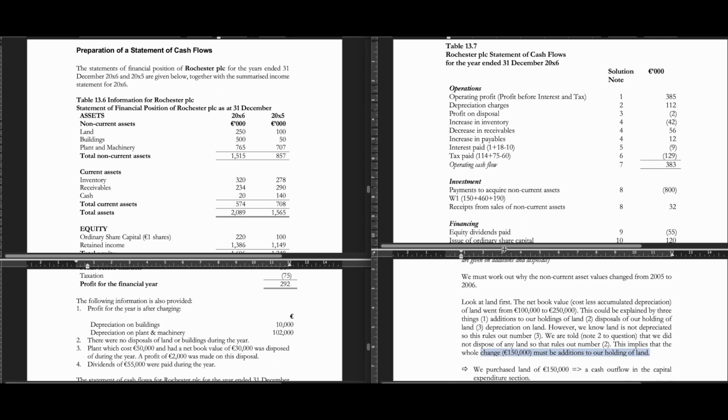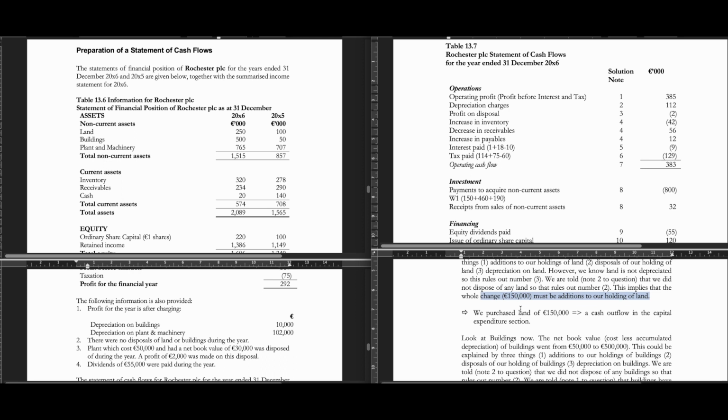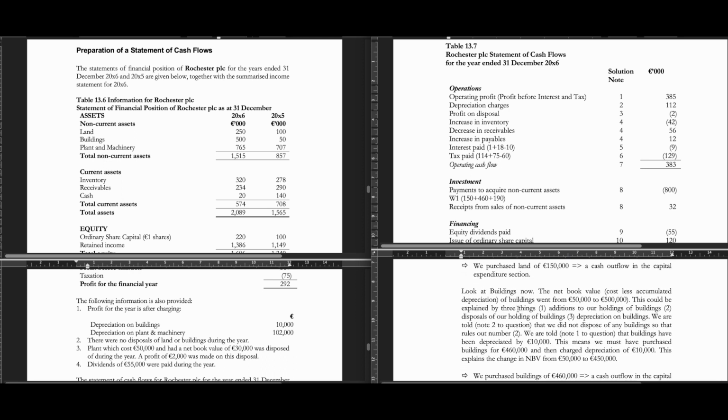Okay, so we've got 150 from land. That's that figure there. The next thing we have to look at is buildings. We started off with 50,000 of buildings and ended up with 500,000 of buildings. We know there were no disposals of buildings during the year, so that rules that out. There was, however, some depreciation of buildings during the year, which was 10,000.